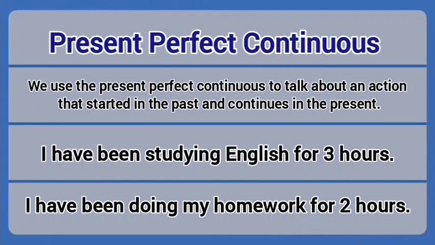The present perfect continuous. The key word is proceed. We use the present perfect continuous to talk about an action that started in the past and continues in the present. Example, I have been studying English for 3 hours.